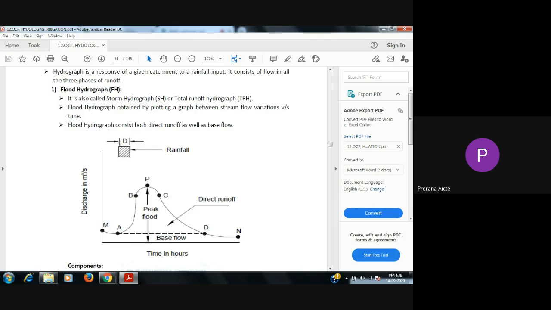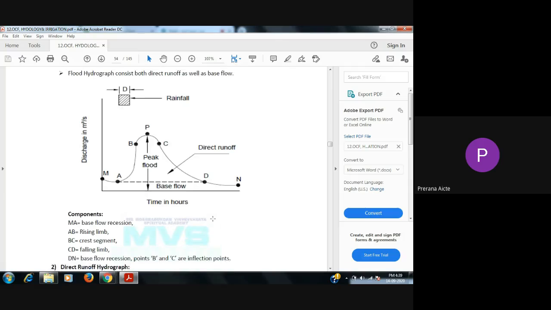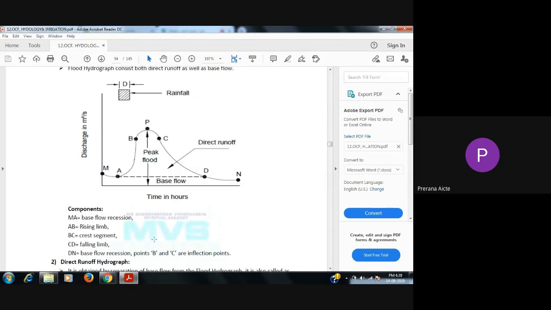Duration D hours, let us say this is the rainfall quantity or amount of rainfall. If you draw the discharge versus time, let's say point A, point B, point P the peak, point C, D, N. If you observe this component clearly, MA is the base flow recession. AB is the rising limb because of its rising.